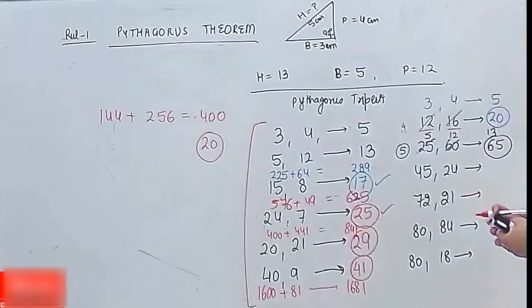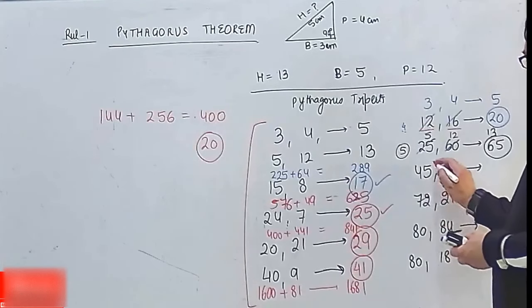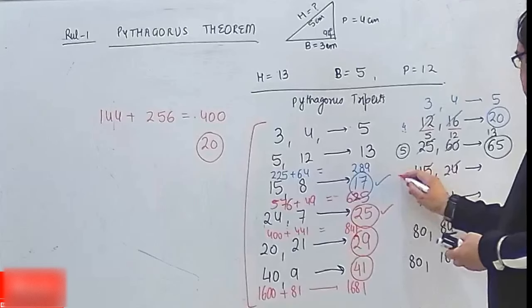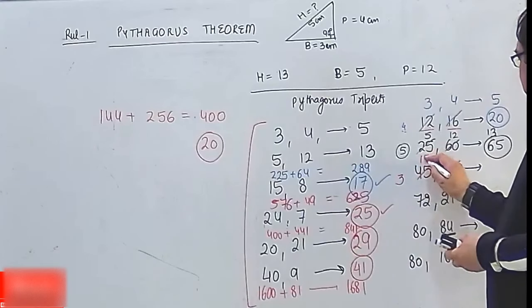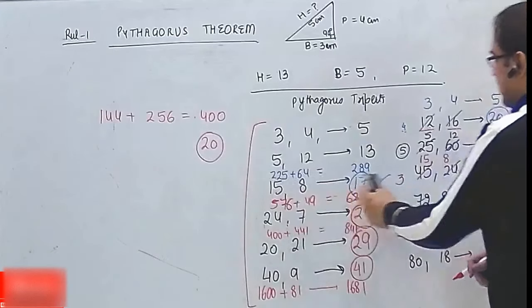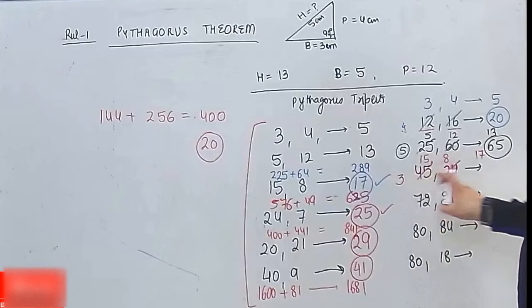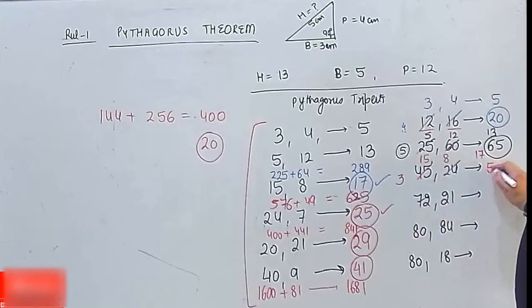Okay, students, let us see. This is the common factor here. We divide by 3, we get 15 and we get 8. So for 15 and 8, the final answer is 17. So 15 into 3 is 45, 8 3s are 24, 17 3s are 51. So 51 is the right answer here.